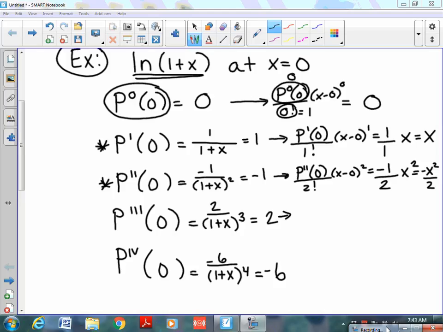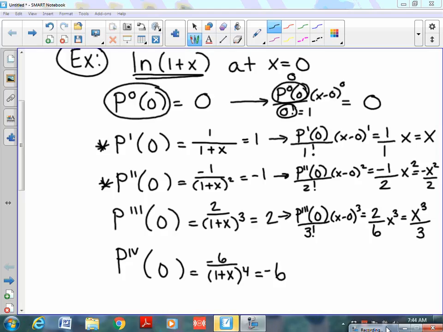The next one is the third derivative. So it's P3 of 0 over 3 factorial, x minus 0 to the third, which ends up being 2 over 3 factorial, which is 6, x to the third. The book is going to write it as x to the third over 3, because 2 sixths is 1 third.